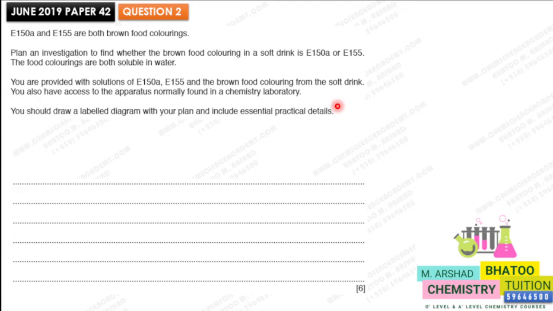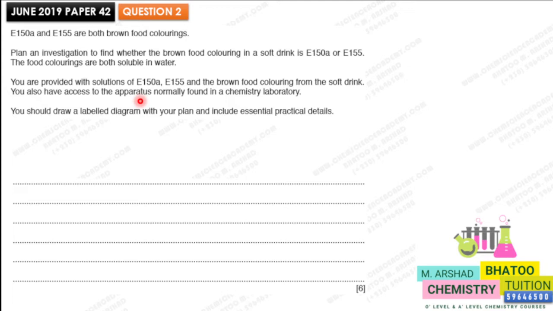Plan an investigation to find whether the brown food coloring in a soft drink, you are given a soft drink. In that soft drink, there is a brown food coloring which is used, and that brown food coloring can be either E150A or E155. Now, the food colorings are both soluble in water. We are provided for our experiment with a solution of E150A, a solution of E155, and we are also provided with the brown food coloring from the soft drink, the sample to be analyzed. You also have access to the apparatus normally found in a school laboratory. You should draw a labelled diagram with your plan and include essential practical details. So how do you think you would proceed with the experiment, how do you analyze this?